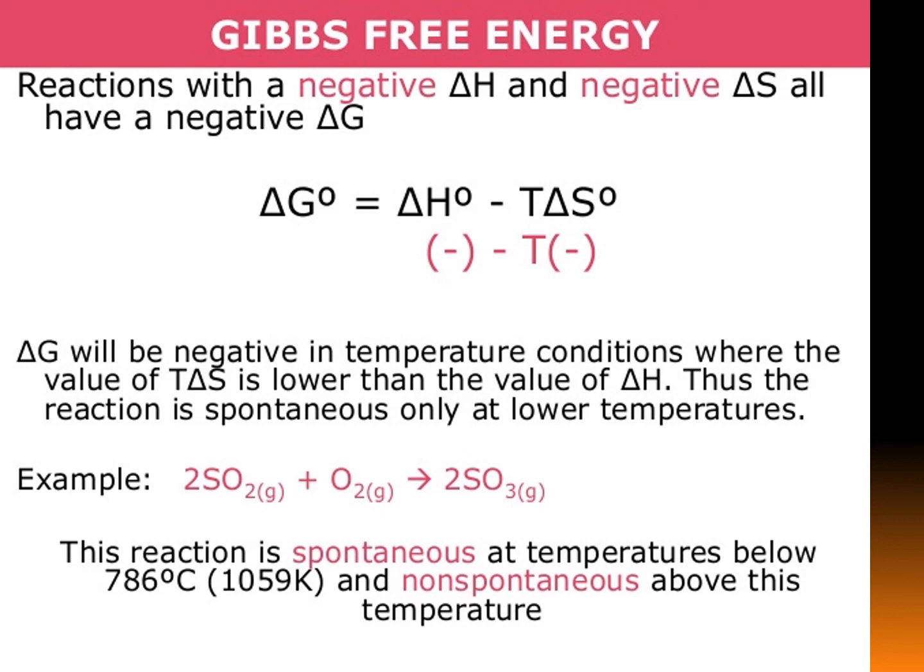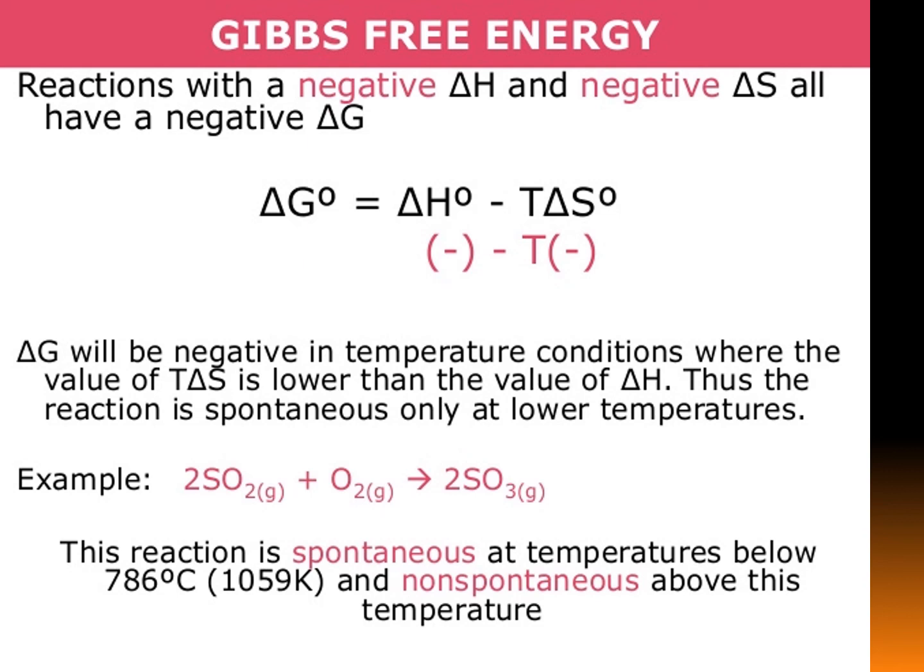A lump of sugar that dissolves spontaneously in a cup of coffee but never reappears in its original form. Next, heat flows from a hotter object to a colder object but never flows from a colder object to a hotter object. So these are the examples of spontaneity.